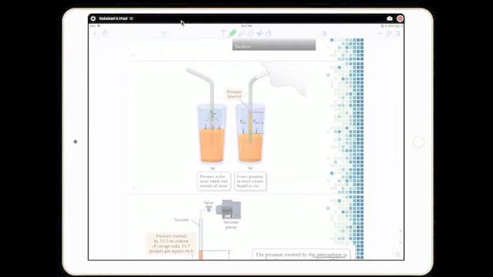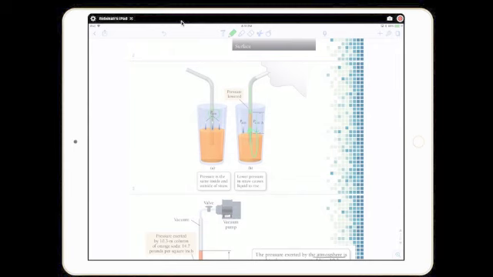Now, when we relieve the pressure inside the straw by creating a vacuum, then we allow the atmosphere outside of the straw to be greater than the pressure inside the straw. Therefore, the atmosphere pushes the liquid up into the straw. So that's how that works.